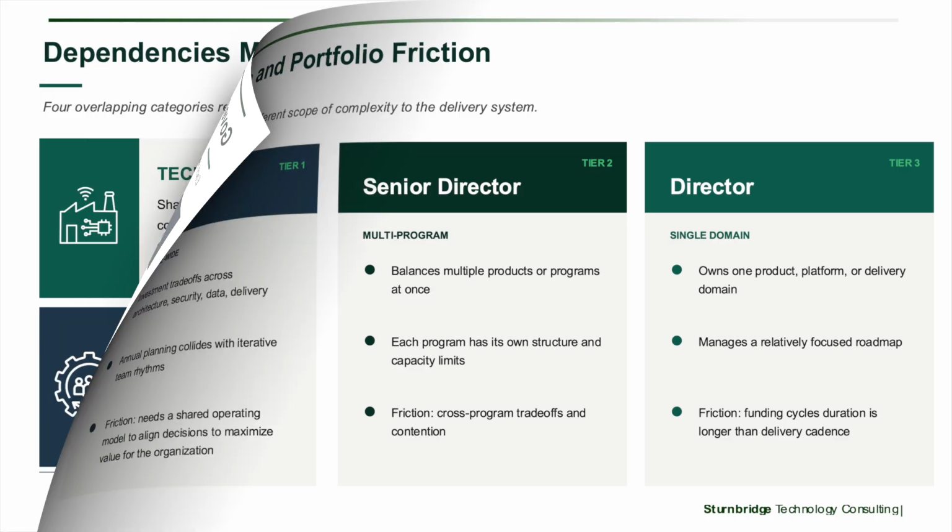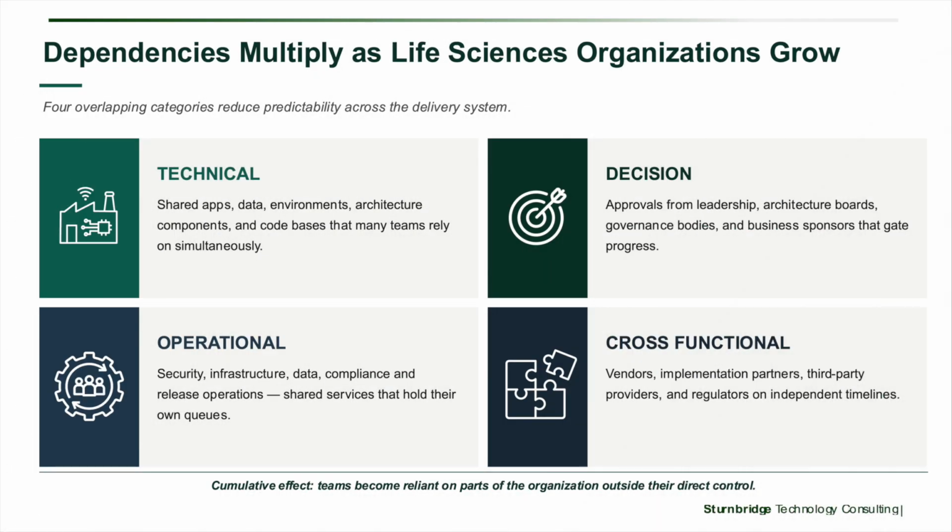The next major source of complexity is dependencies. As life sciences organizations grow, dependencies multiply across several categories. The first category is technical dependency. In manufacturing, those technical dependencies often center on common digital infrastructure. The second category is decision dependency. Progress may rely on architecture boards, cybersecurity approvals, validation leads, site governance teams, or business sponsors. A team may finish development work but wait weeks for a key design or release decision.